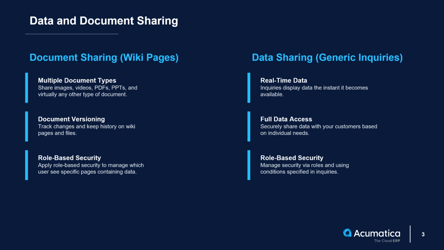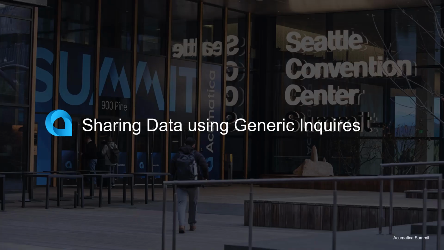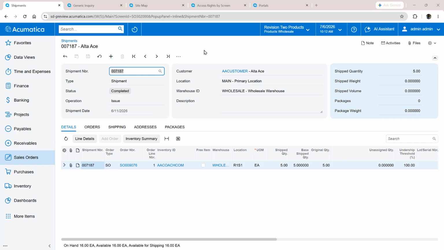Using the portal, you can share all types of documents using wiki pages and all types of data using generic inquiries. Both techniques utilize role-based security, so content can be tailored for different types of portal users. I can share real-time ERP data using generic inquiries. To demonstrate, I will share two different inquiries.